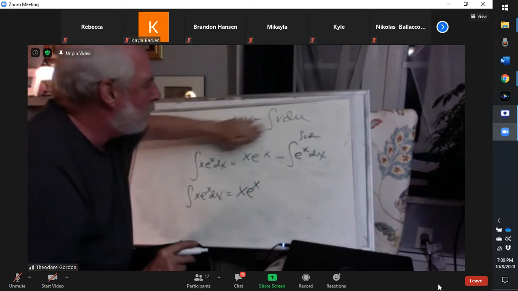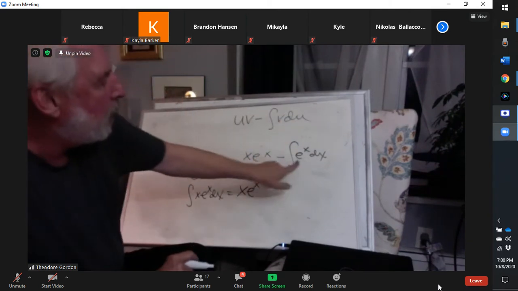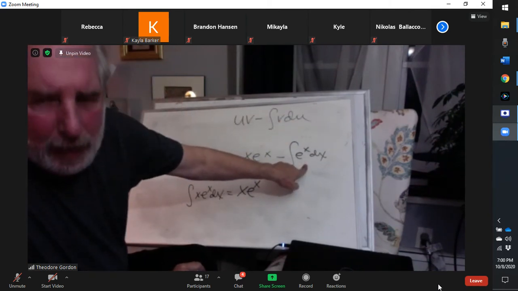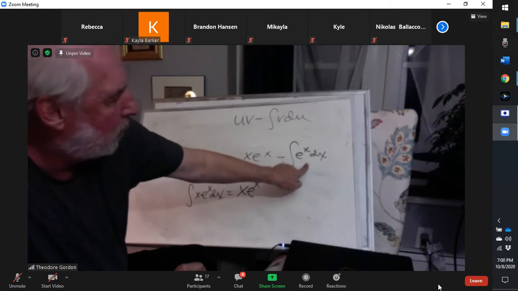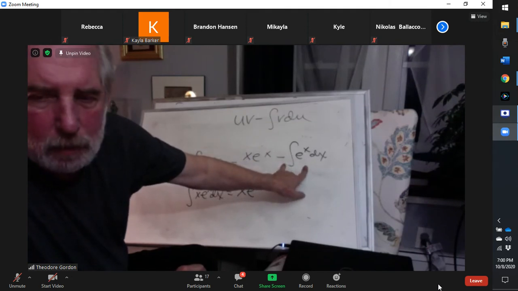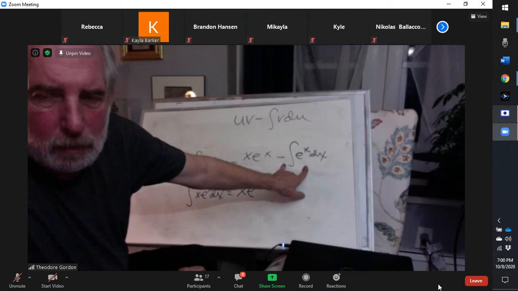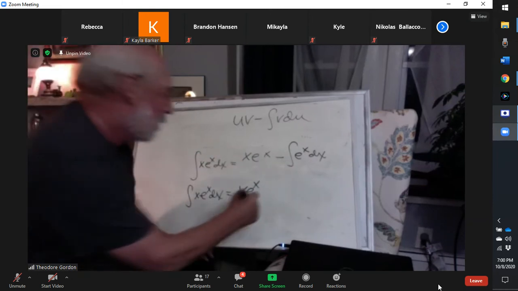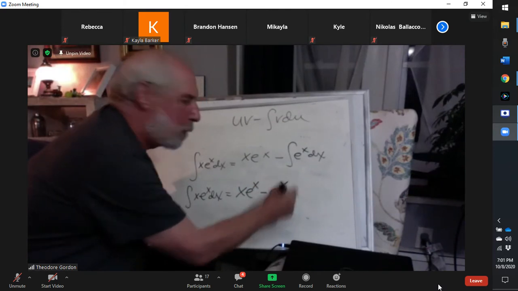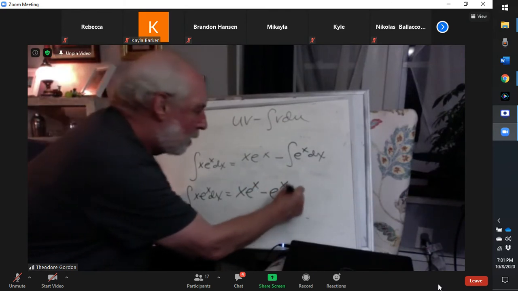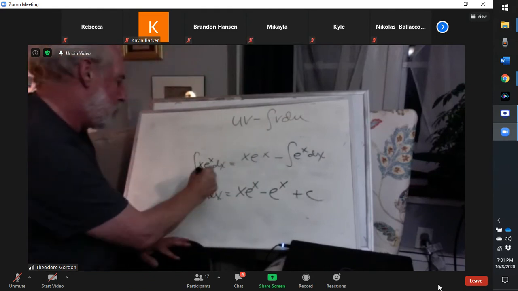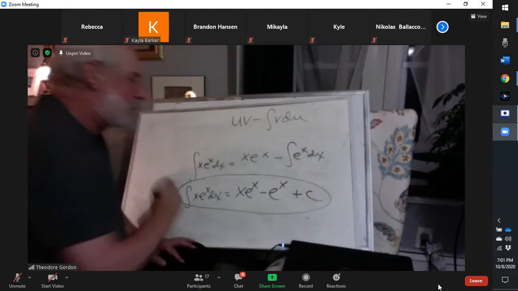But we do have to do this integral. What's the integral of negative e to the x? The integral of negative e to the x. Negative e to the x, yep. Negative e to the x, and then we need a plus c. There's where we put the plus c. So that's the answer.